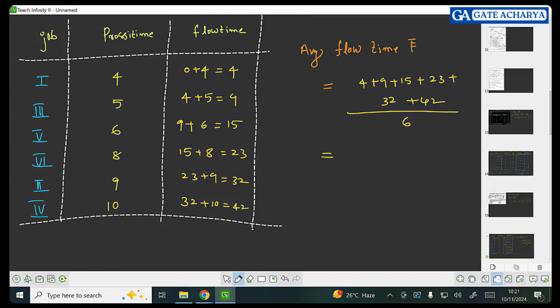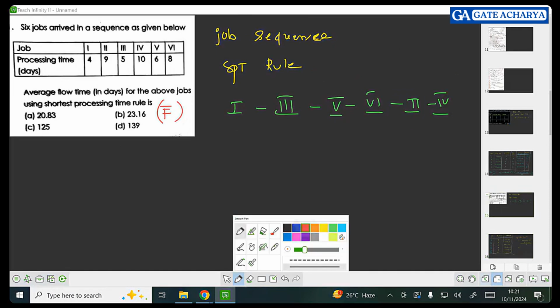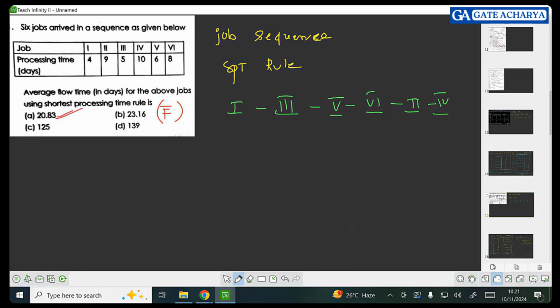Let me know how much. 20.83. Yes, now your answer will be yes. So believe that it is a 2 marks GATE question.